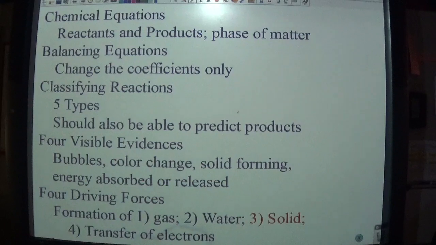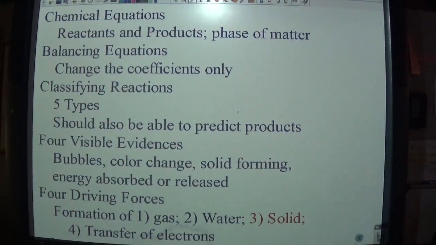You should know what a chemical equation is. You should know that the reactants are on the left, the products are on the right, and after each of the substances involved in the reaction, there should be a phase of matter being listed. S for solid, L for liquid, G for gas, AQ for aqueous, which means that thing is dissolved in water.